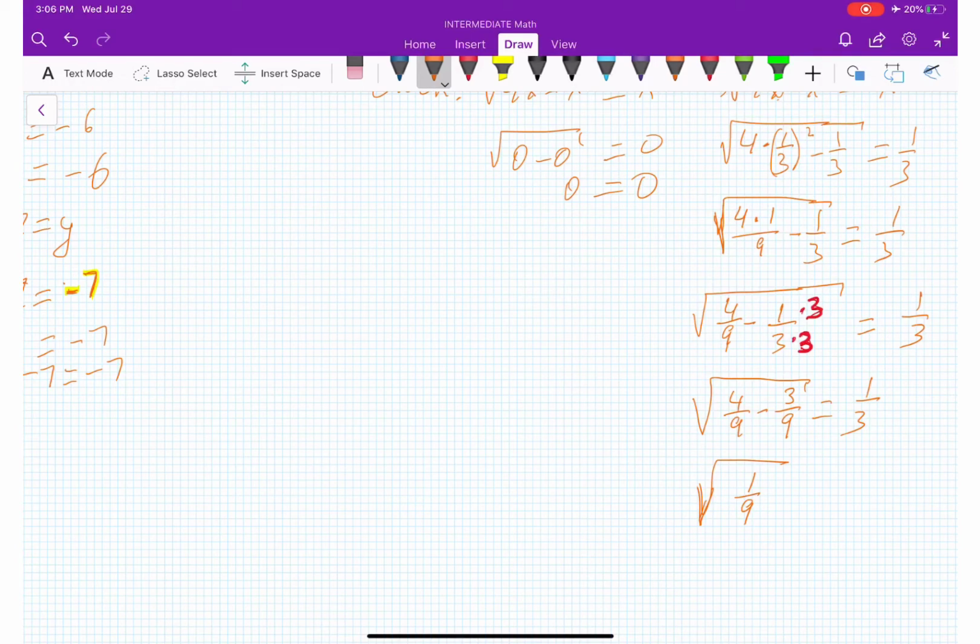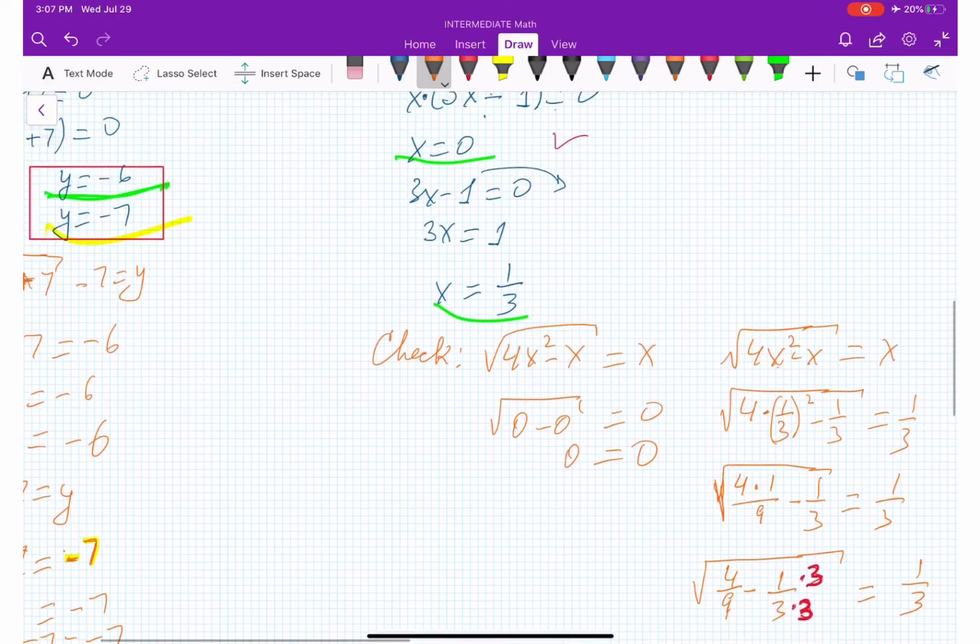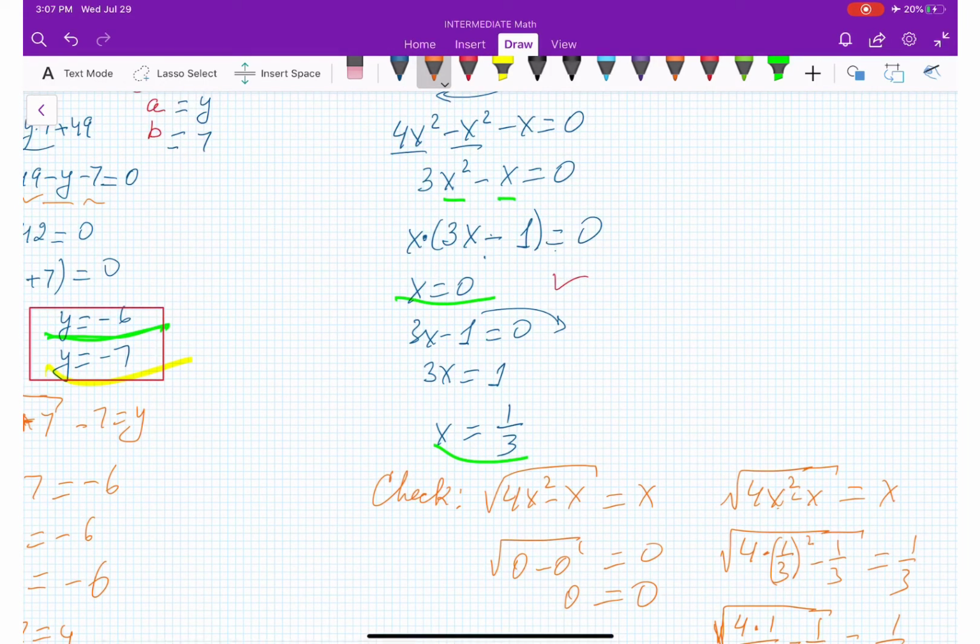I have a video on how to add and subtract fractions. You can find it in the basic math playlist. So equal 1/3, and the square root of 1 is 1, the square root of 9 is 3. Wow, we have both of them as a solution, which means the solutions are x is equal 0 and x is equal 1/3, and both of them are solutions.